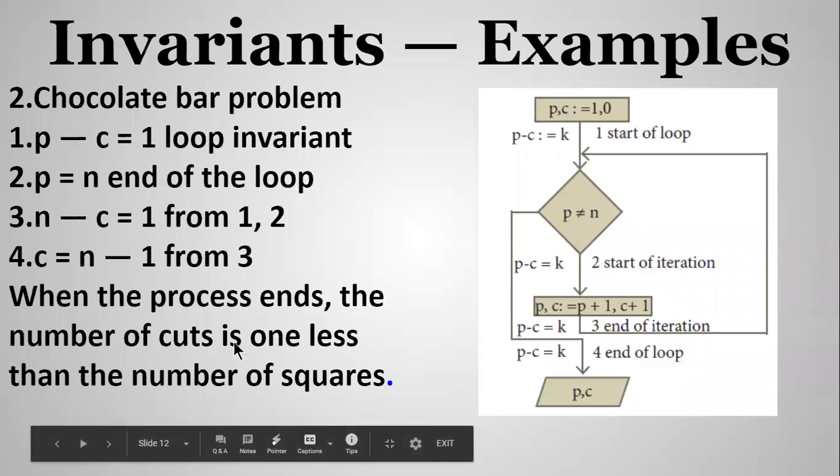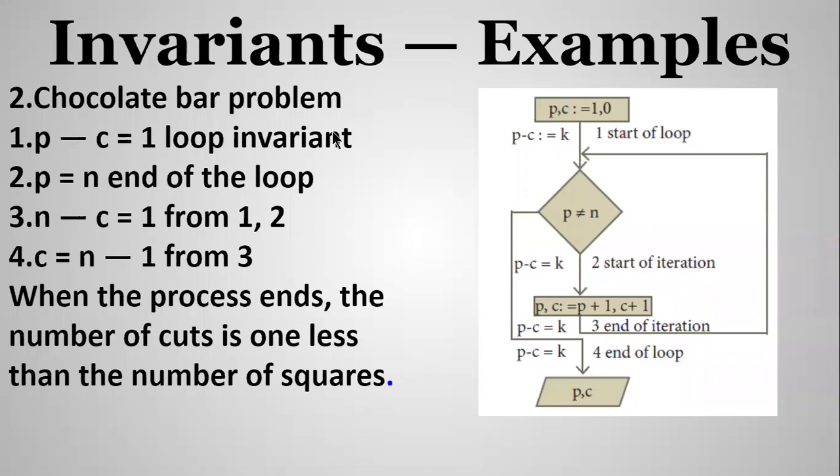Now coming back to the final conclusion, P minus C equal to 1 is called the loop invariant. And finally, how many times do you repeat the loop? Till P is equal to n. The P stands for the number of pieces and n stands for the number of squares in those pieces. Substitute P equal to n, so n minus C is equal to 1. When you reverse this expression, you bring your n to this side.